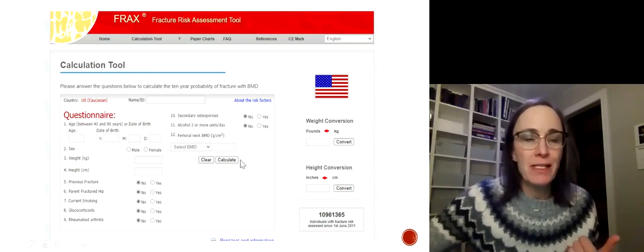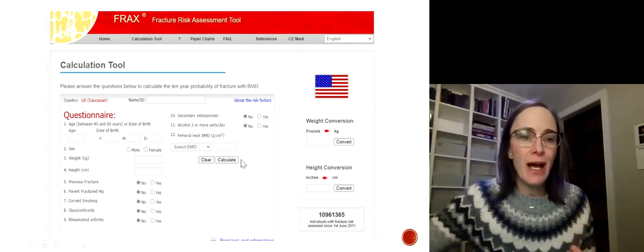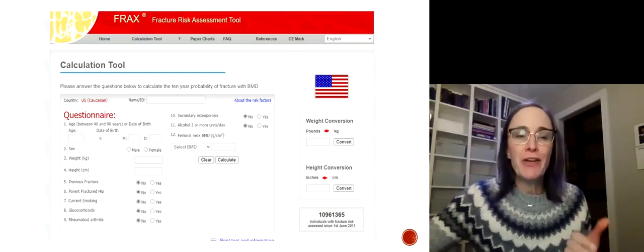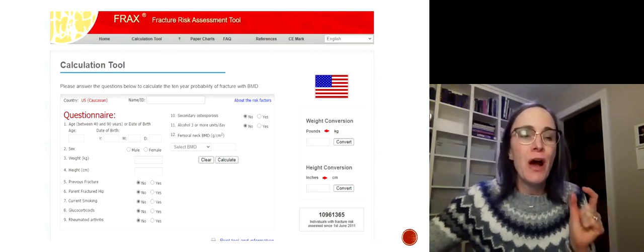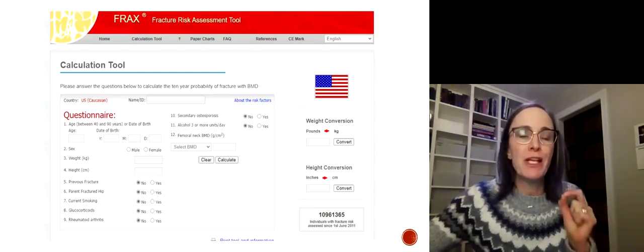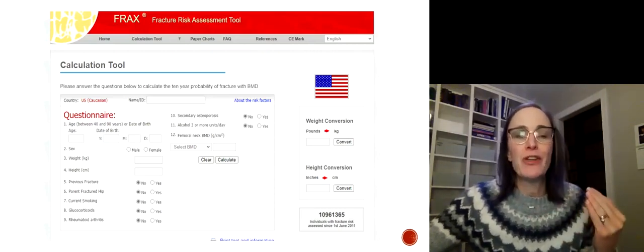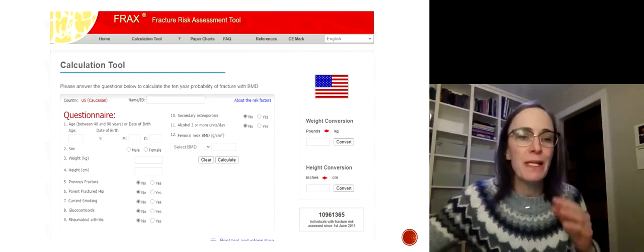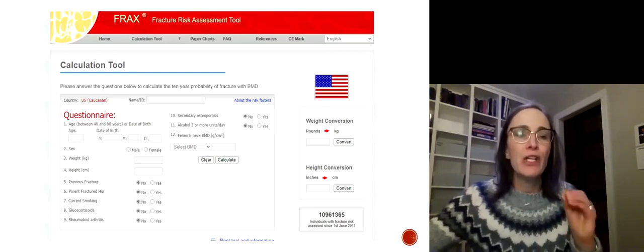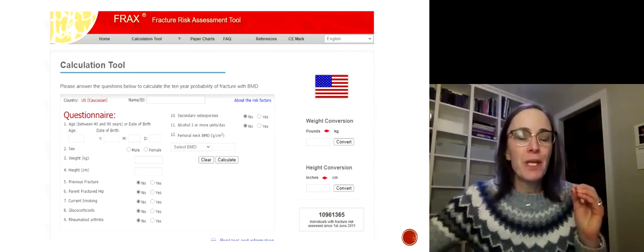So basically you fill this out. It's age, sex, weight, height, previous fracture, parent fracture to hip. Now that's when you really want to clarify, because like I mentioned earlier, often people get hip replacements, and you need to clarify with your patient if their parent actually fractured a hip or had a hip replacement, because this is heavily weighted towards treating.